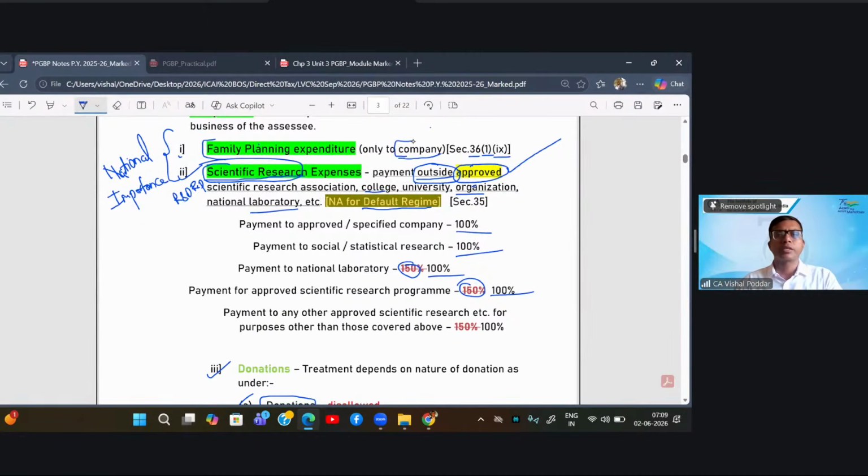So if the assessee is a company, if the assessee is individual, HUF, AOP, BOI, partnership firm, and they are incurring family planning expense, no deduction will be allowed. So for this relaxation, the first requirement is the assessee should be a company and they have incurred expenses on family planning. Now, what are family planning expenses?